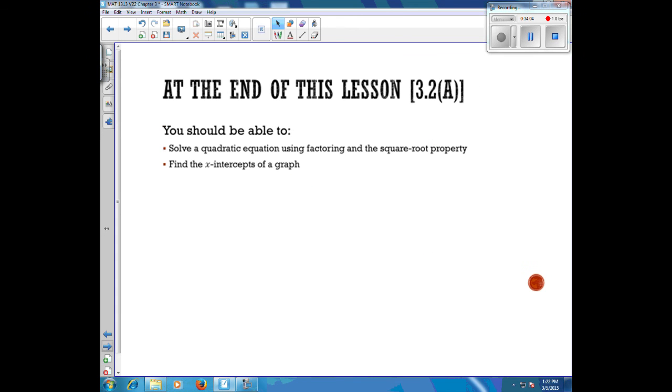So at the end of this lesson, you should be able to solve a quadratic equation by factoring and using the square root property. You should also be able to find the x-intercepts of a graph.